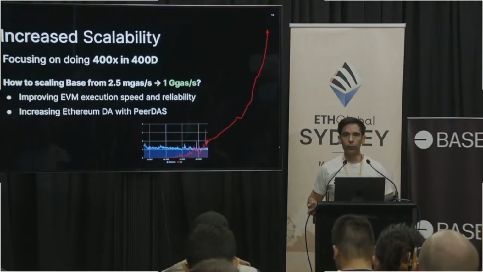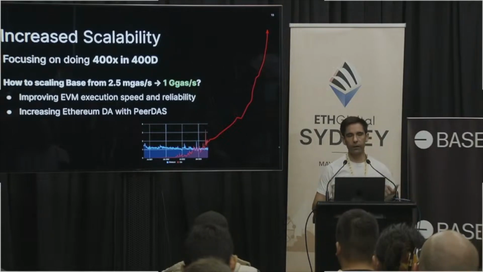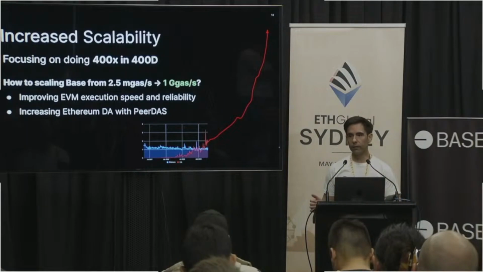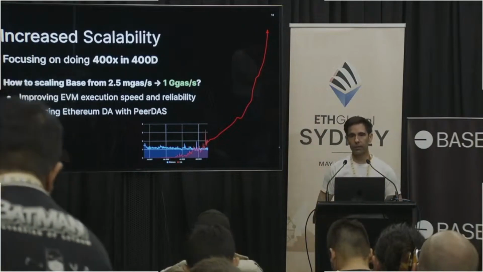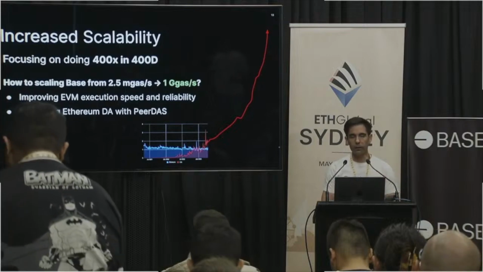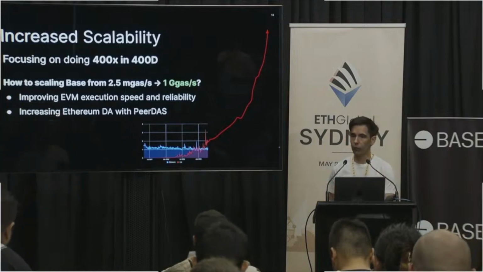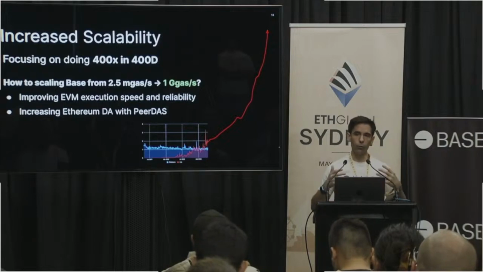Now, if we want to keep it low in terms of transaction and gas fee, we need to scale. We are already well scaled for Base, but we can do even better. The goal is, in the next 400 days, we go to 400x in terms of scalability. What we want to do is improve, for example, the EVM execution. We want to increase the speed of this EVM execution. We also want to improve the Ethereum DA by PeerDAS.